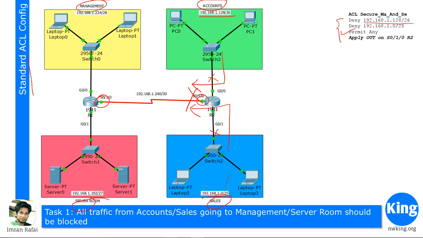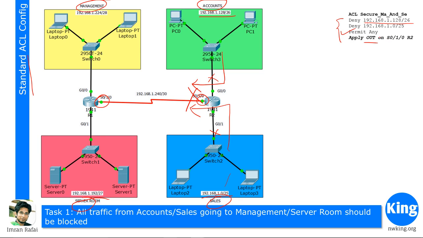I can block it here as well. I can go to the out interface, S0/1/0 on router 2, and say everything going out, block it. So I'm going to apply this Secure MA and SE, right? Secure management and server. That's what this name means. I'm going to apply that in the outside interface of S0/1/0, right? That's task 1.